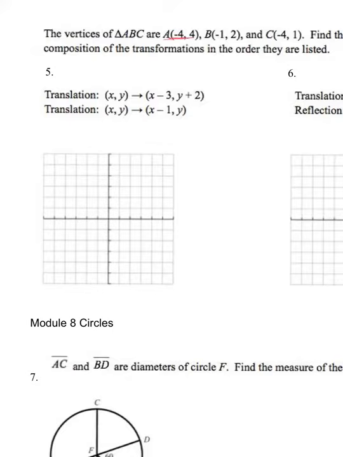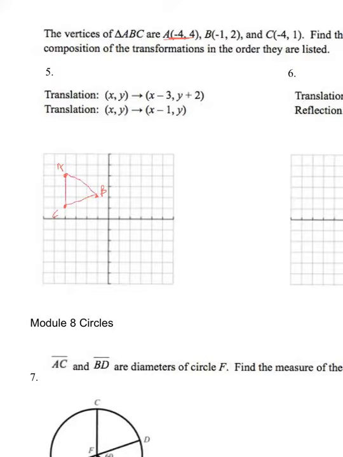A is negative 4, 4, so negative 4, 4, so 1, 2, 4, that's right there. This is A. Negative 1, 2 is here. This is B. And negative 4, 1 is here. So there is our triangle C. All right.